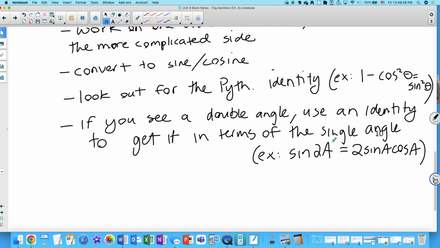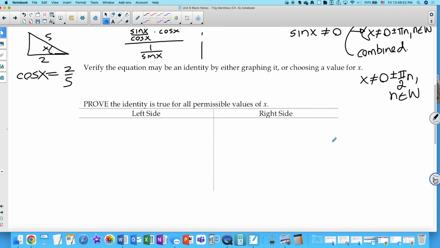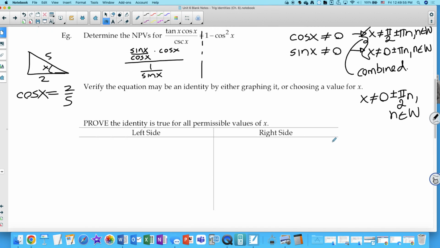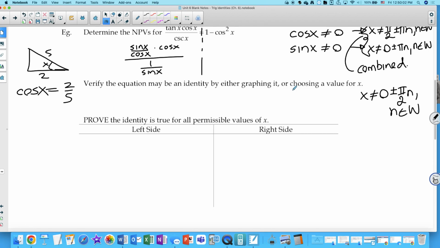Okay? All right, so we are going to prove this identity. Now, on the right side, I'm going to do exactly what I talked about. And the only reason why I'm sort of starting here is because I already know, since we had that conversation, that's where I'm going. But this is equal to sine squared x, right? And just a reminder, maybe I'll write it up here. This right side is 1 minus cos squared x. The left side was tan x cos x over cosecant x. Okay? So I'm going to replace the right side with sine squared x.